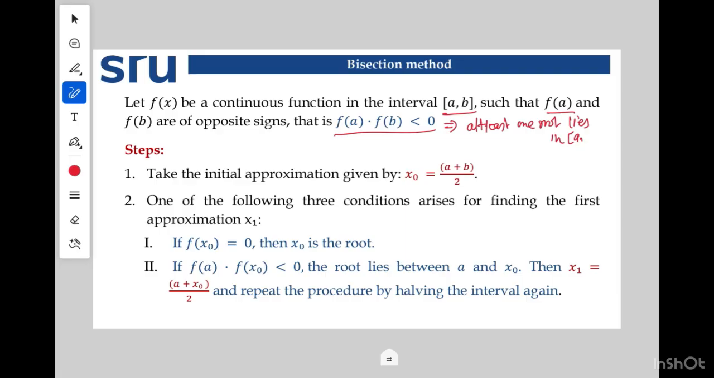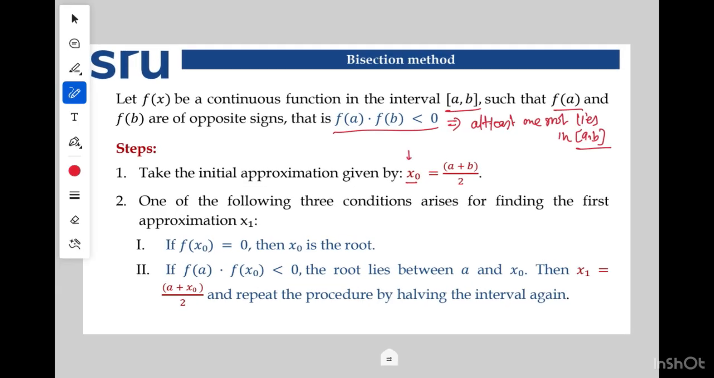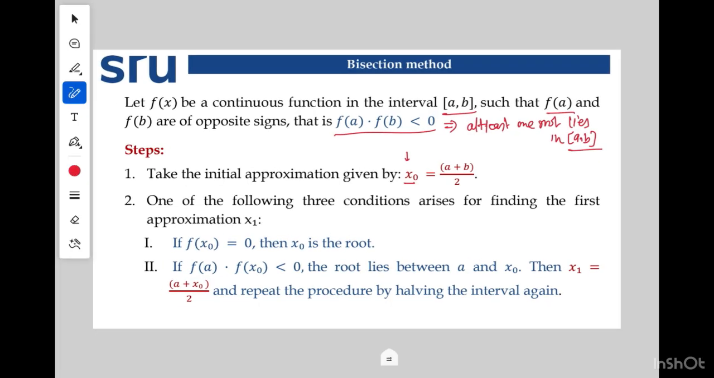The root lies in interval AB. Now if we have the interval AB, we can take the initial approximation x naught equal to a plus b divided by 2. So what is x naught here? X naught is your initial approximate root.